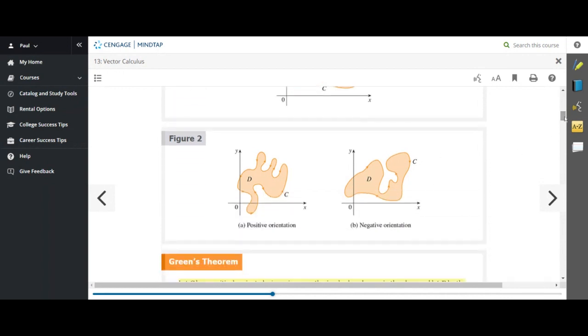In figure 2, we have positive orientation in the left-hand side for that region D. And then the right picture in figure 2 is negative orientation. So in the right picture in figure 2, there's a closed path that encloses a region D, and the particle's moving in a clockwise direction. So, okay, let's get to Green's theorem.